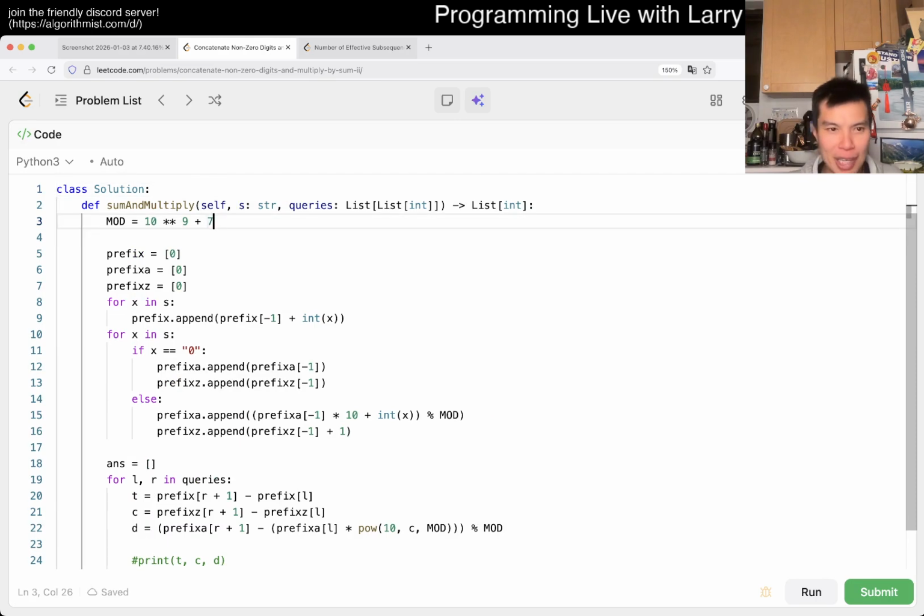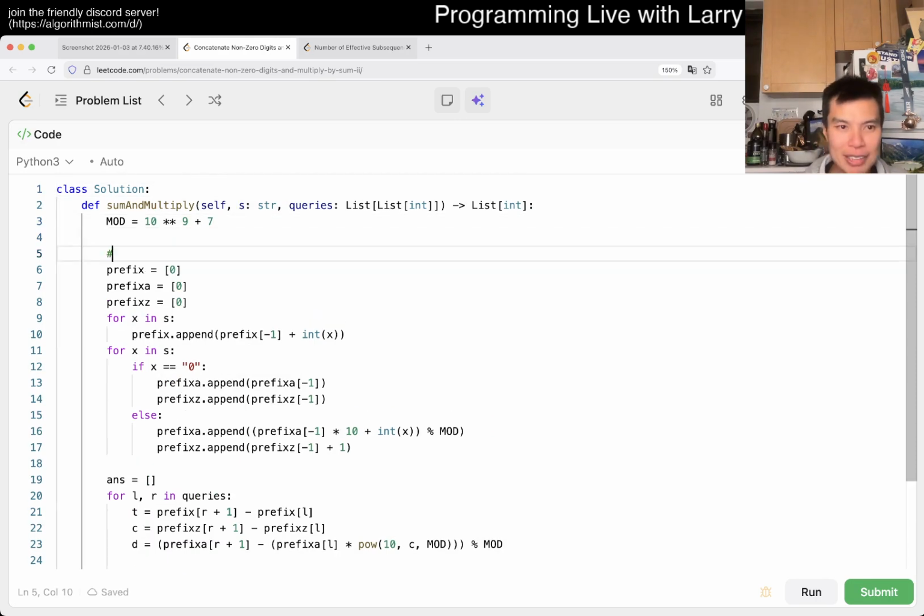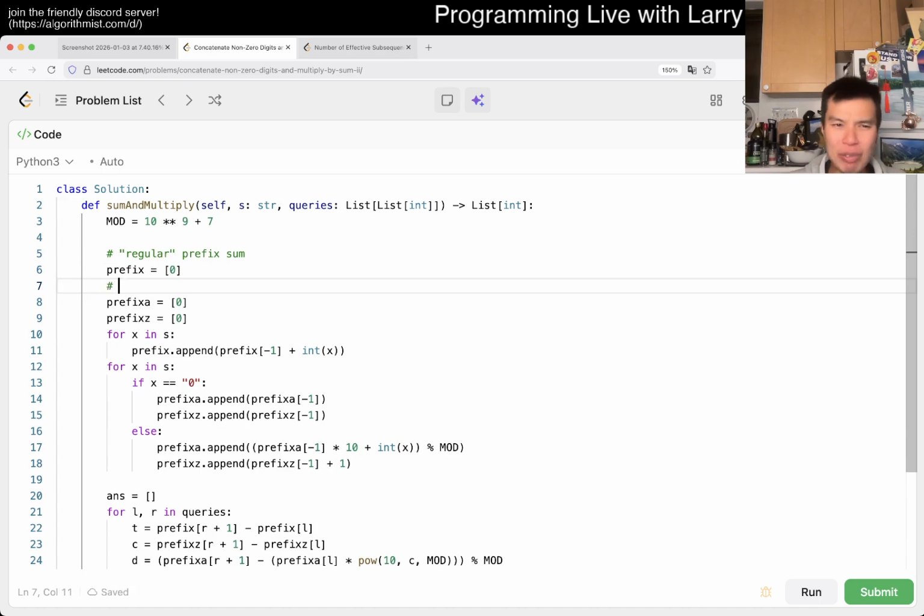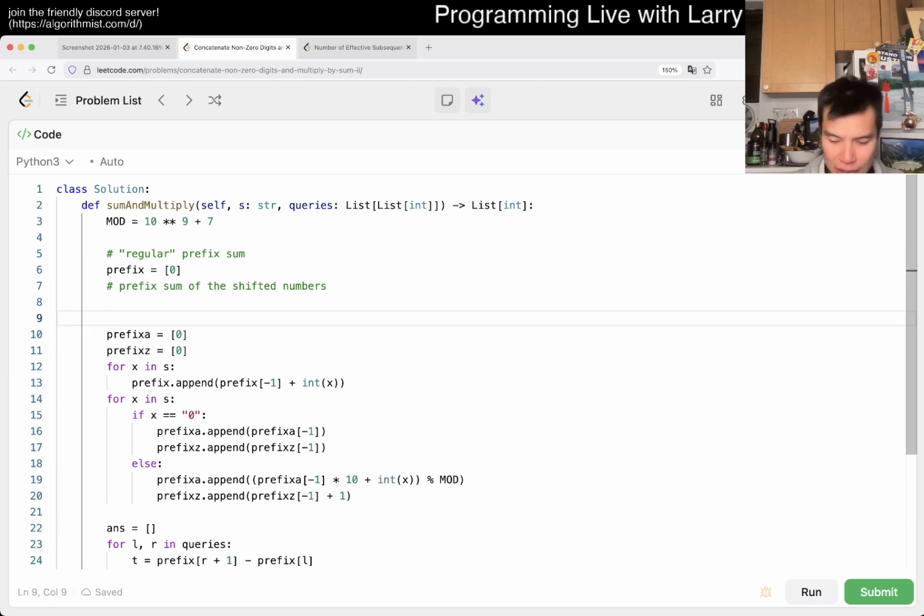I have 3 prefix sums. This is just regular prefix sum. I forgot what I had A mean; I think it just means, whatever, the prefix sum of the shifted numbers. Oh, one thing I would say is that for this one, for example, I'll just type it in. Like we have 102, something like that, right?